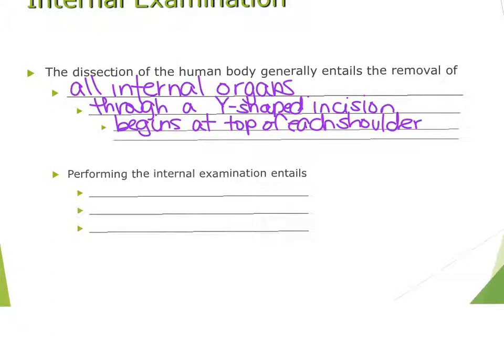It begins at the top of each shoulder, and it extends down to the pubic bone. Are we going to treat the pig like a human when we do this? Yes. So you'll be making that same Y incision as well.